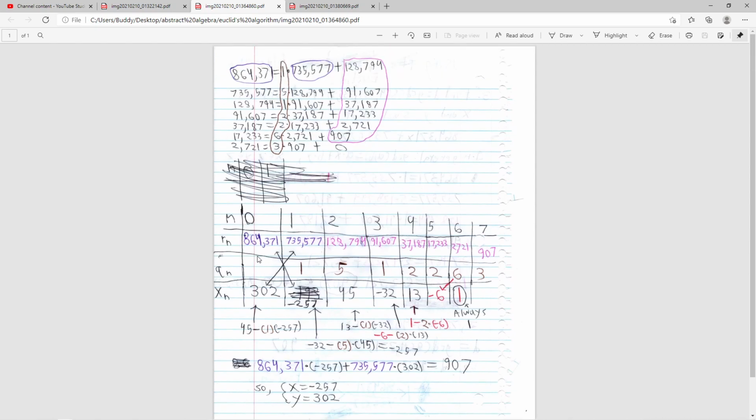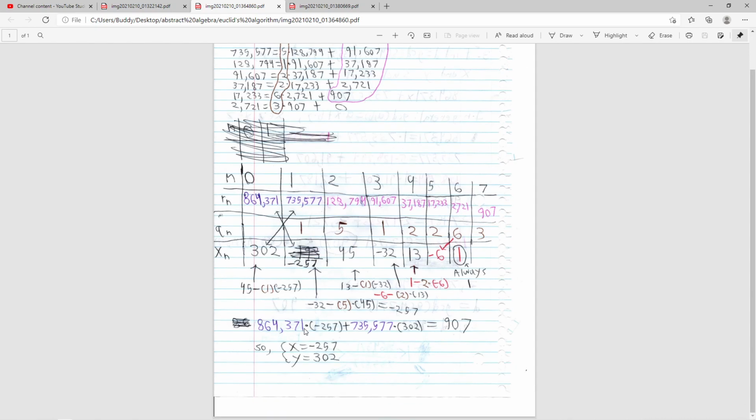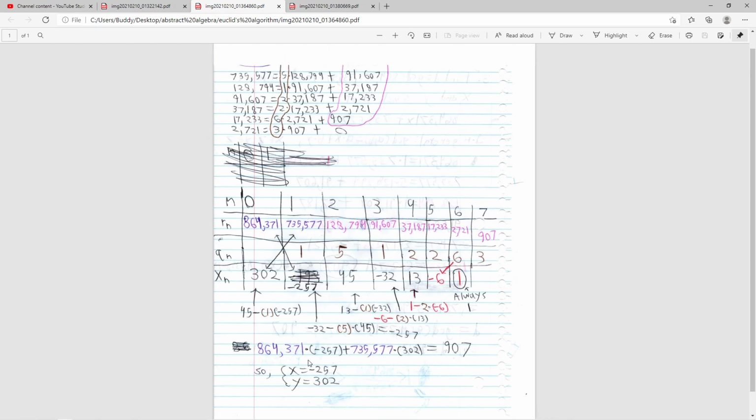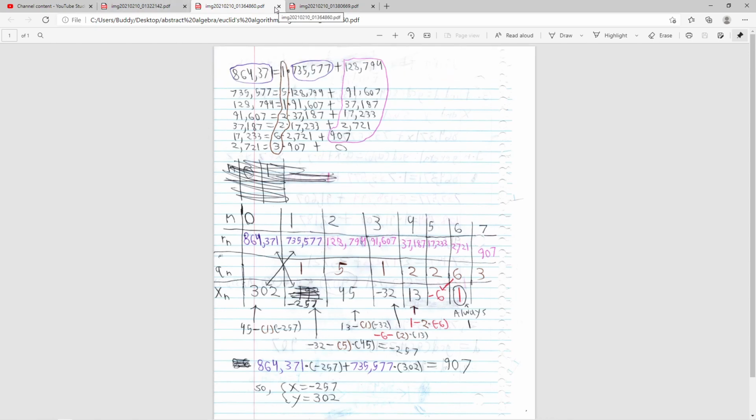And now that you have this table filled perfectly, you have your answer. These are going to be your X and Y values. You go across from each other, there and there. 864,271 times x plus that times y equals 907. So x equals negative 257, y equals 302. That's your answer. And there's one other, really short problem that goes one step further.